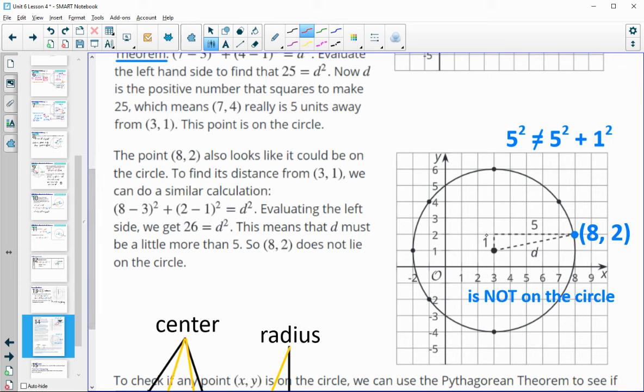The point (8, 2), we figured out this was 1 and this was 5. We did the Pythagorean theorem. 5 squared plus 1 squared did not equal the radius squared. So this distance is not 5, so it is not on the circle.